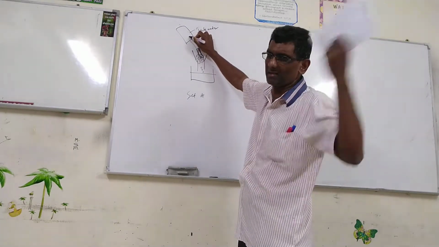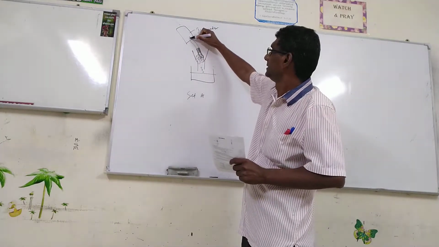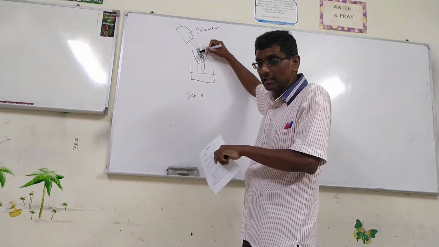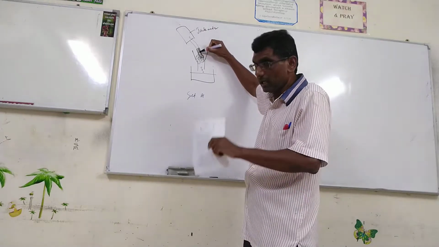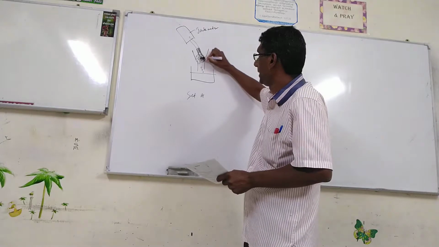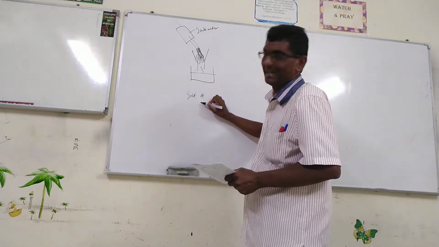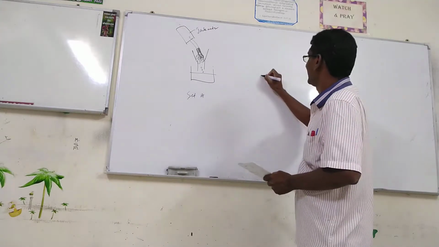The joule meter is something like an electric board. So the joule meter is connected to the heater, and the heater is connected to electricity. As a result, the heater produces heat, and the heat melts the ice. The ice, we collect it in the beaker of set A. Okay, set B.